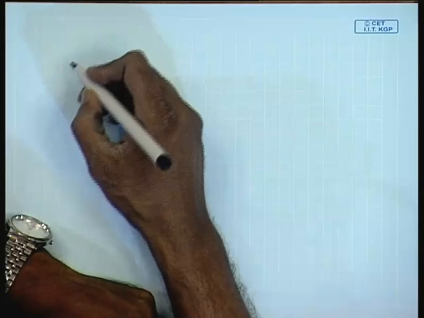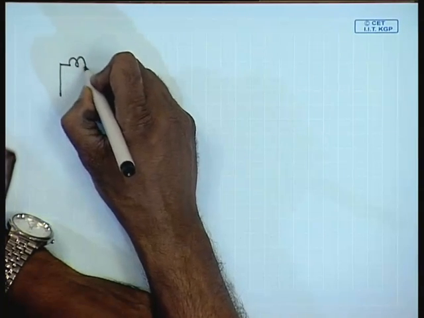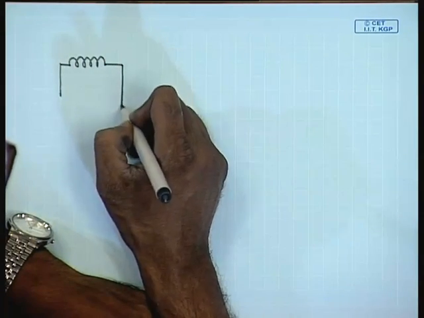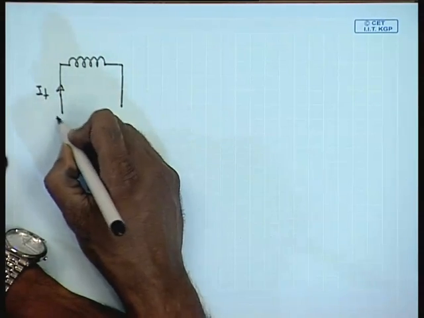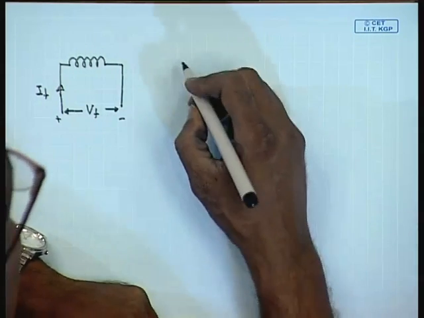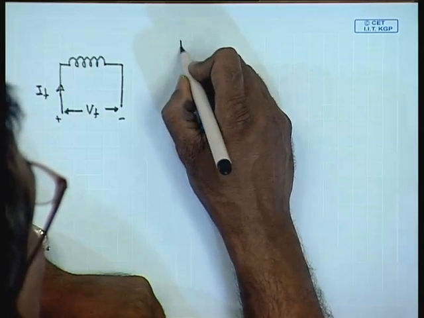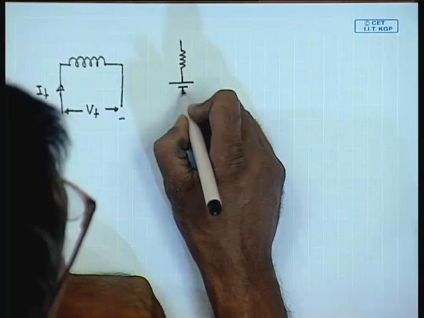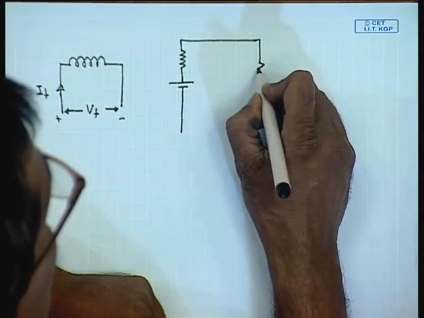So, under load condition, this is the equivalent circuit of the DC generator.